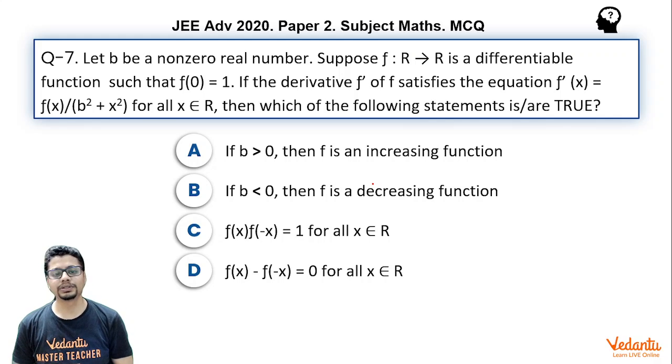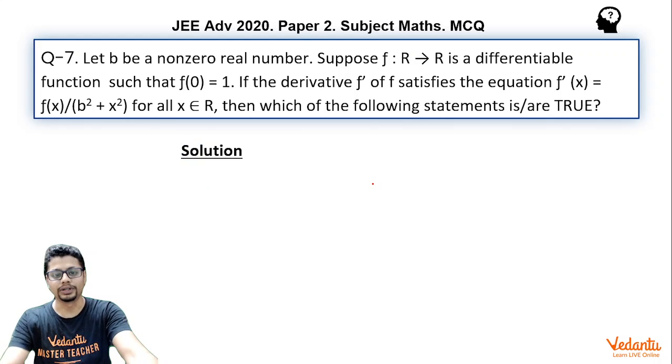The first two options are concerned about whether f of x is increasing or decreasing respectively for b greater than 0, b less than 0. The third and fourth options are related to f of x and f of minus x. Third option says f of x multiplied by f of minus x equal to 1 for all real values of x. Fourth option says f of x minus f of minus x equal to 0 for all real values of x. And we need to tell which of these four options is or are true.